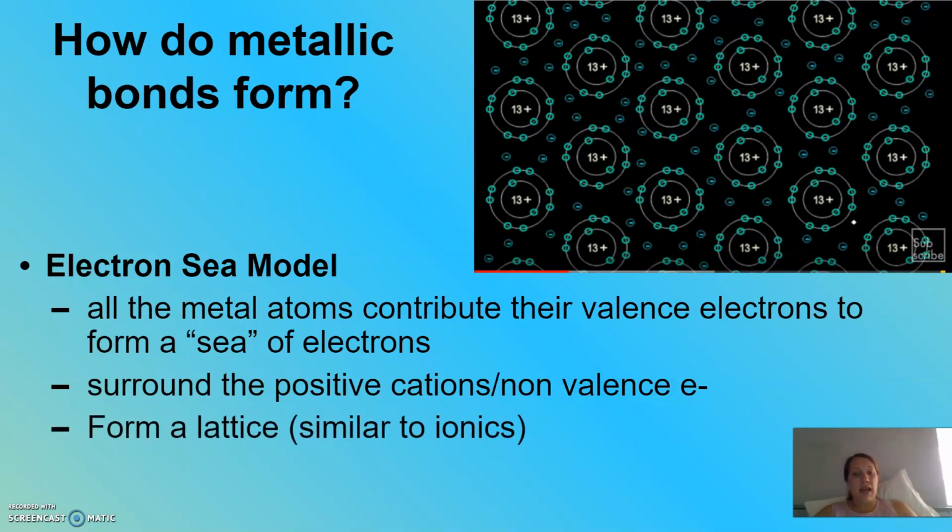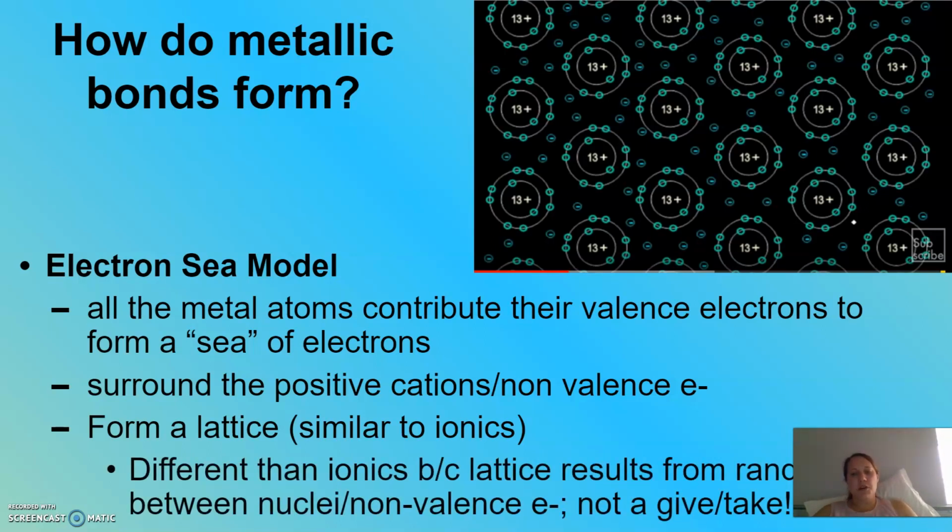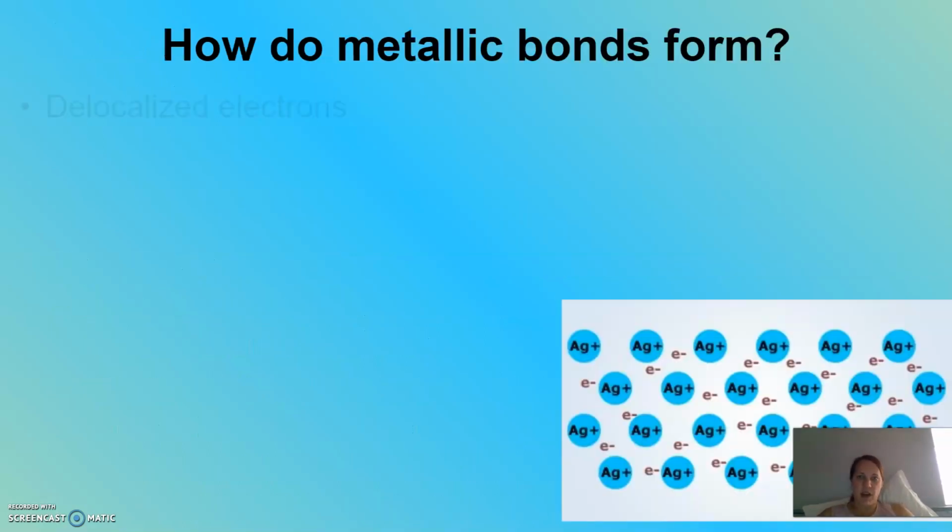So it forms a lattice similar to ionics, but it looks a little bit different than ionics, because this is random electron motion that causes the lattice structure, not a give and take situation like we saw in ionic substances. Ionic substances are a lot more organized: I'll give up an electron, you will take that electron, and we'll stick together. Metallic is not as organized. It's kind of like, I'll give up all my electrons and they'll just float around here. You'll give up your electrons and you'll just float around. So metallic bonds do form a lattice as well. It's just not as organized as the lattice of an ionic substance, okay?